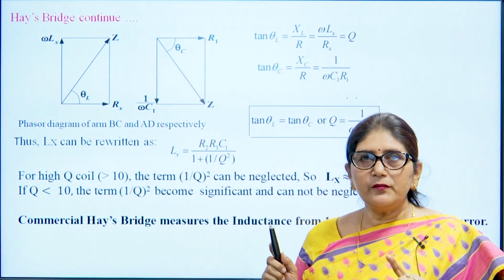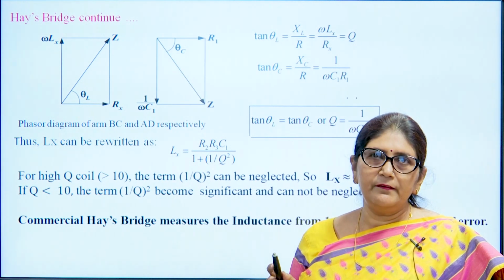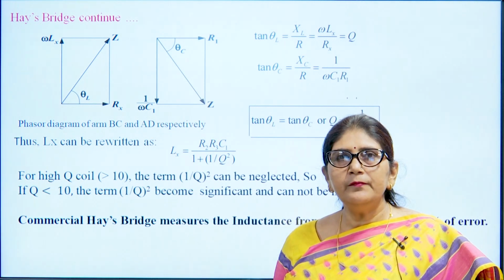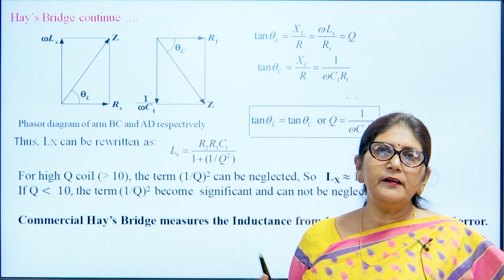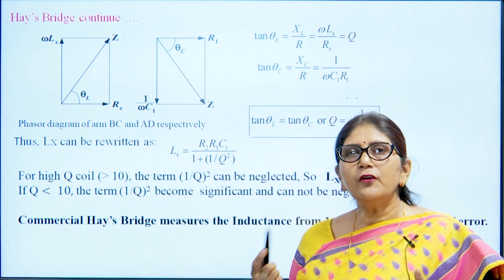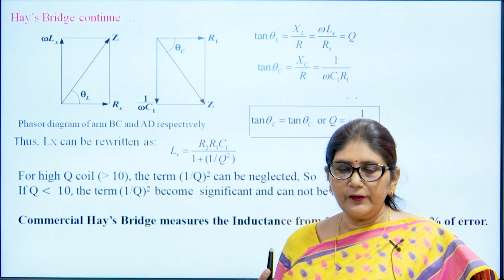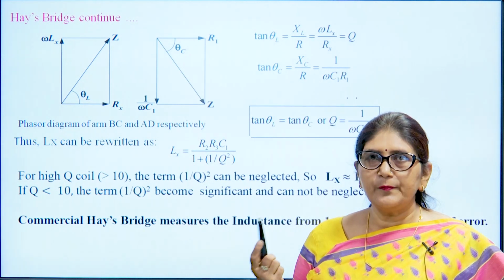So, Hay's bridge is used for the measurement of inductance whose Q is very high, that is at least higher than 10, and if it is less than 10, then this term is significant and we can't neglect the frequency term. Commercial Hay's bridges measure inductance between 1 microhenry to 100 microhenry with an error of plus minus 2%.